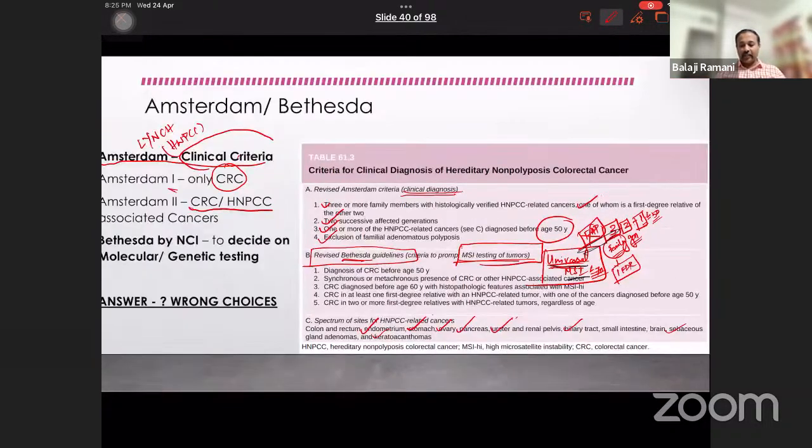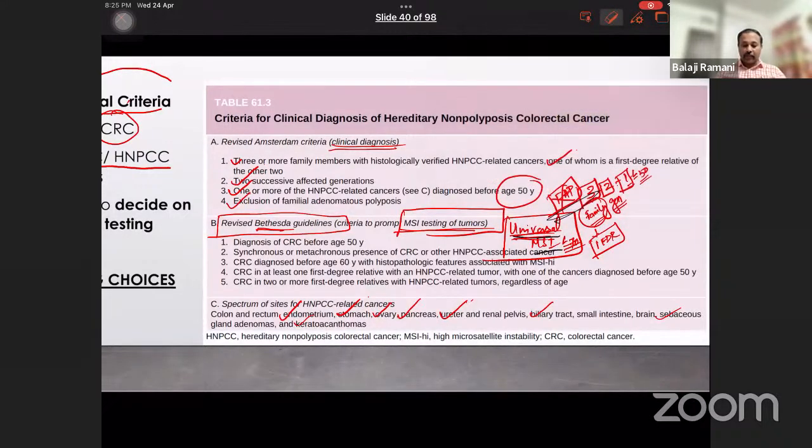The Bethesda criteria was used for the time when universal testing was not available. Basically, colorectal cancer before the age of 50 years, or the presence of synchronous or metachronous or other related colorectal cancers, and again age of less than 60 with MSI type of histology. What do you mean by MSI type of histology? Here you have the sessile serrated adenoma kind of syndrome, and you have tumor infiltrating lymphocytes present. That is known as the histological pattern, the histological features of MSI high, when that is present.